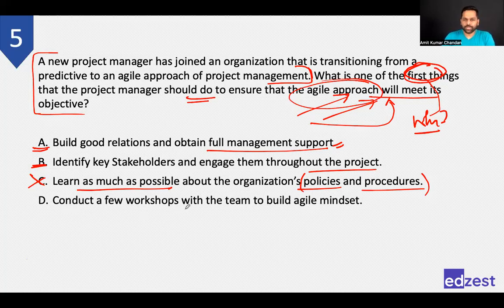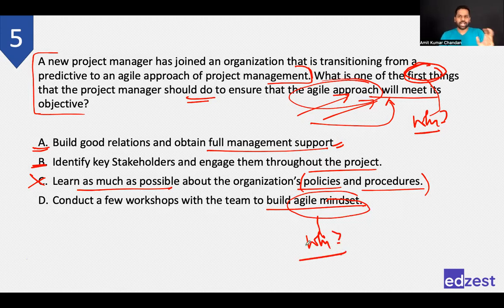Conduct a few workshops with the team to build agile mindset. What is agile mindset? Understanding why we do agile. It is about being agile rather than doing agile, rather than understanding the practices and this and that. Trying to understand why we do agile so that as a leader, we can decide what we want to apply into our projects. Okay, so D is much better than A and B.